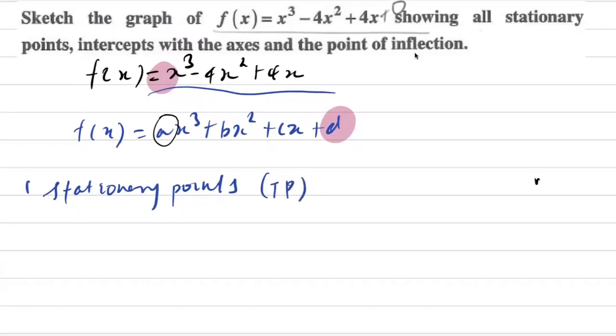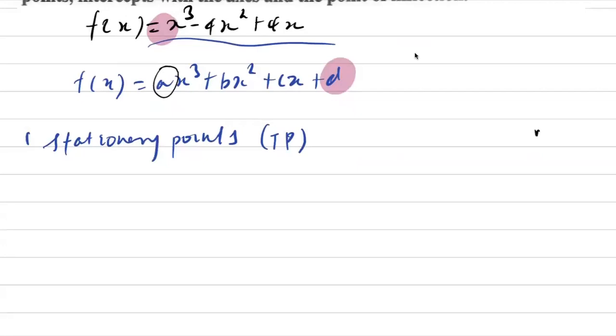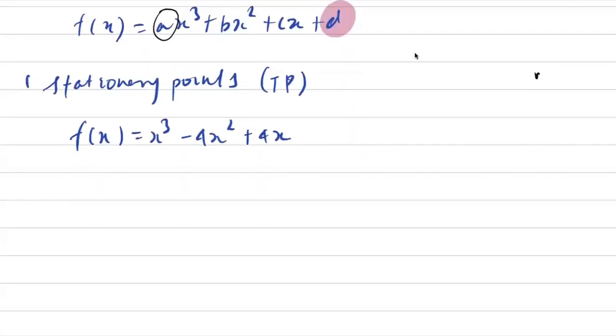Which are TPs. Now at the turning point, you have f prime of x. I'm just going to write the function again: f of x equals x to the power 3 minus 4x squared plus 4x. So at the local minimum and maximum turning points, we're actually looking for f prime of x. We're looking to differentiate this function, because that's how we find a gradient.